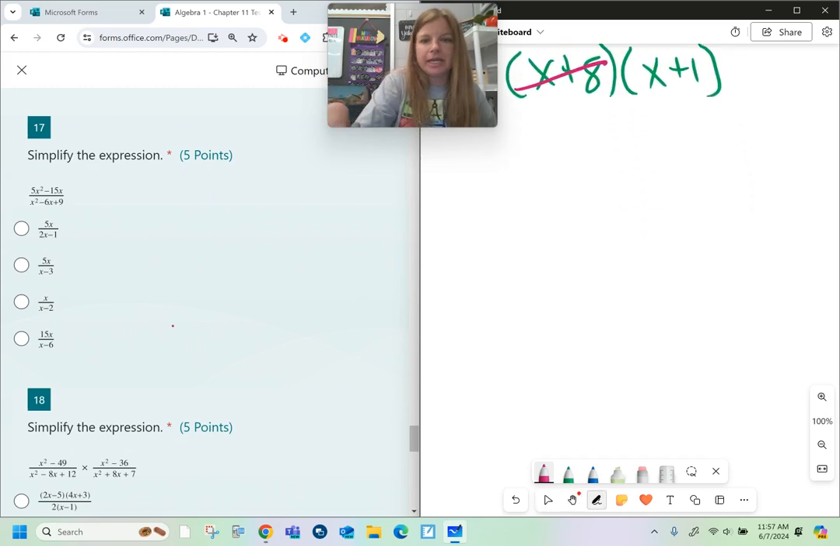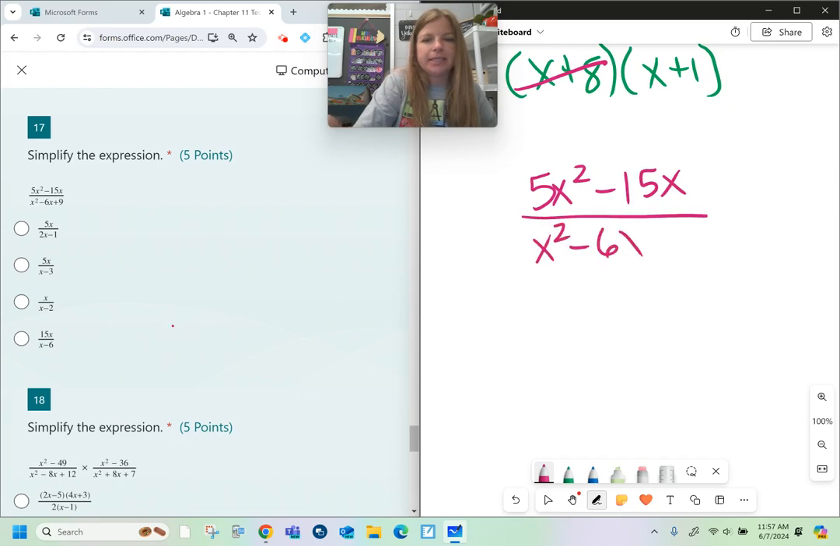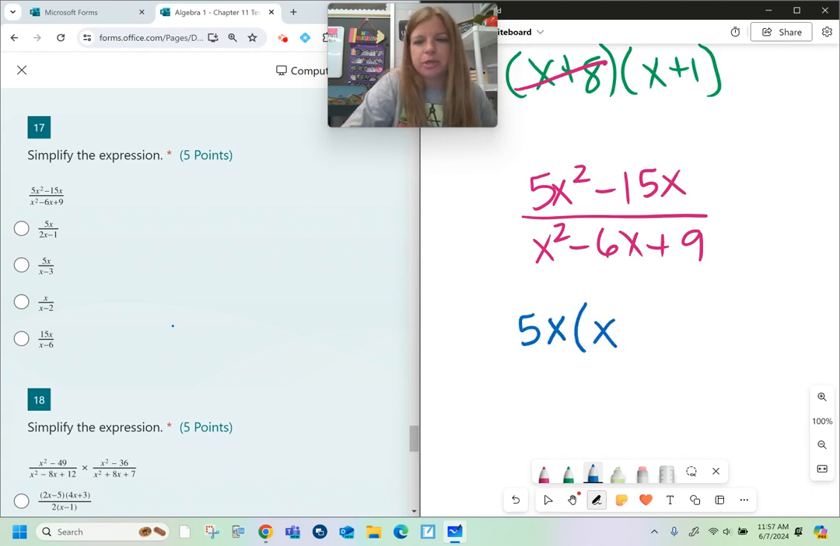More factoring. 5x squared minus 15x over x squared minus 6x plus 9. Now, my numerator, that's not a perfect square minus a perfect square, but I can factor out a GCF. What's in common between those two terms? It's 5x. Now, if I factor out a 5x from both of those terms, I'm left with x minus 3. Now, my denominator, what two numbers multiply to get 9 that add up to get negative 6? It's negative 3 and another negative 3.